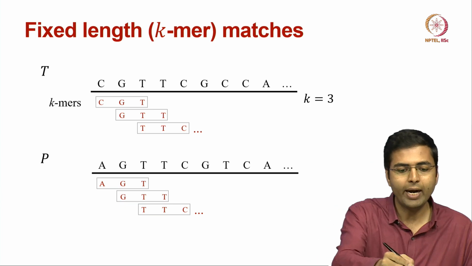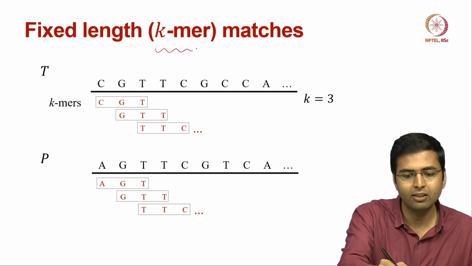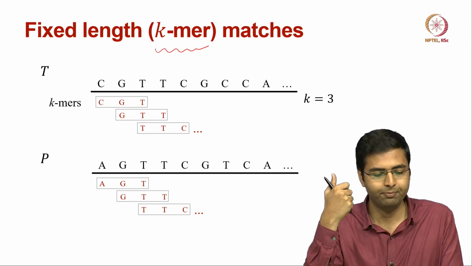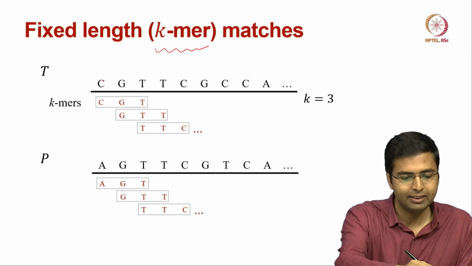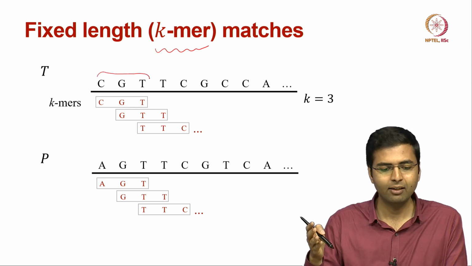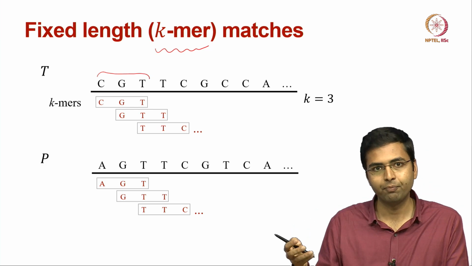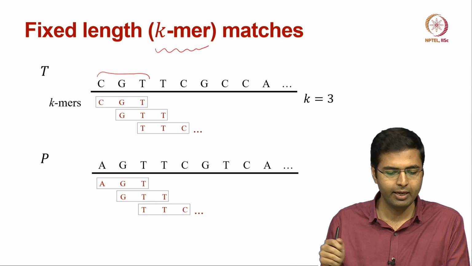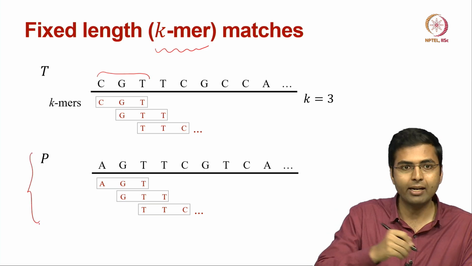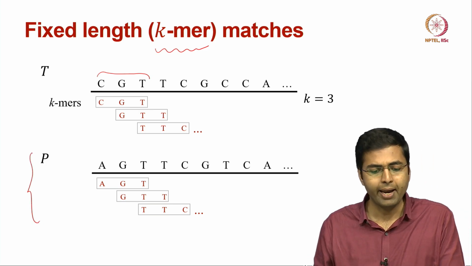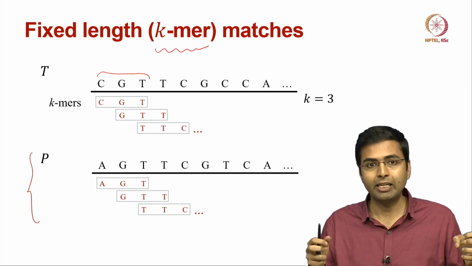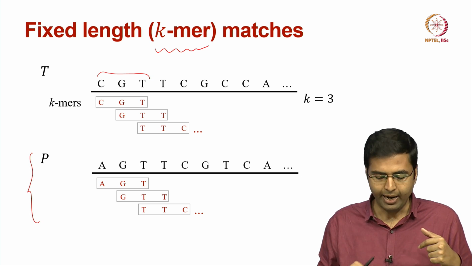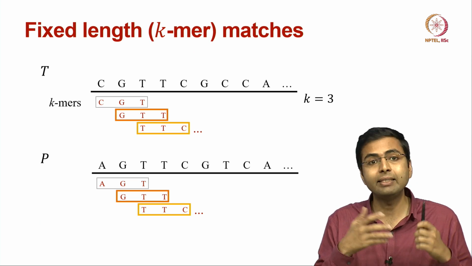So basically we can look at all k-mers of length 3. I can take my text and extract all 3 length words. In this case it would be CGT followed by GTT followed by TTC and so on. So I can pull out all 3 length words from text T, and similarly I can pull out all 3 length words from the pattern P. And once I have considered all the k-mers that are present in the text and the pattern, I can then see where the matches are happening.